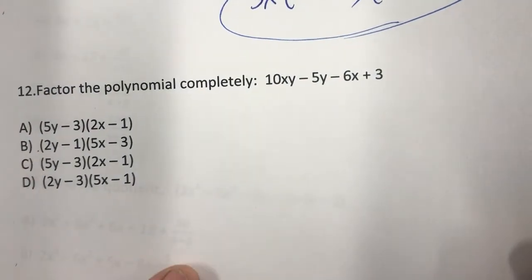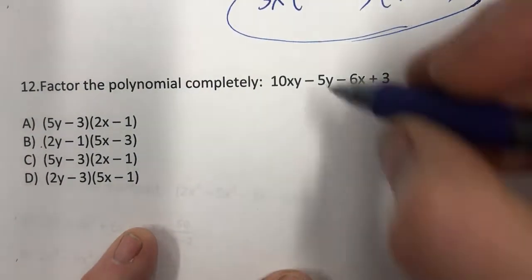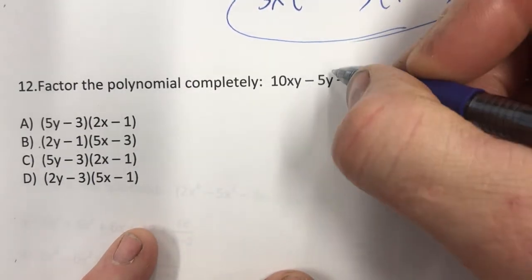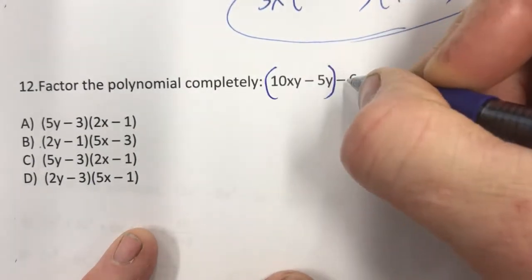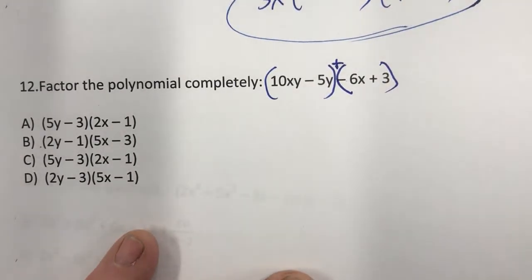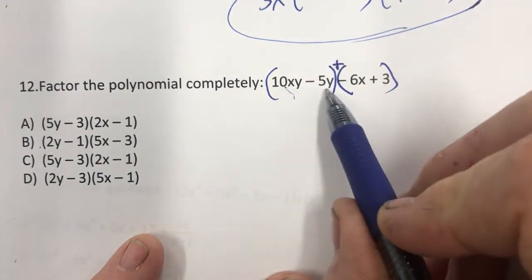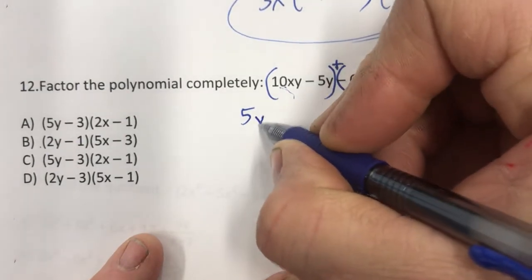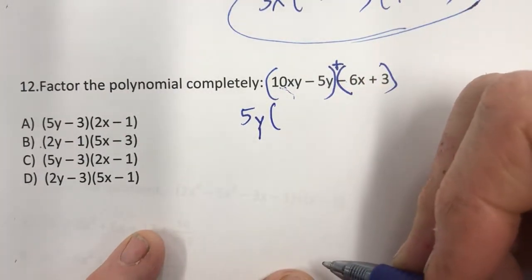Factor this one completely. All right, we're going to group these together because there's nothing that goes in all of them. And so what I'm going to do is group them two together. And since that's a minus, I'm going to keep that in here and put a plus. I'll group those two together. Okay, so if I look at these two, 10 and 5, 5 goes in both of those. And they both have a y. So I can factor that out.